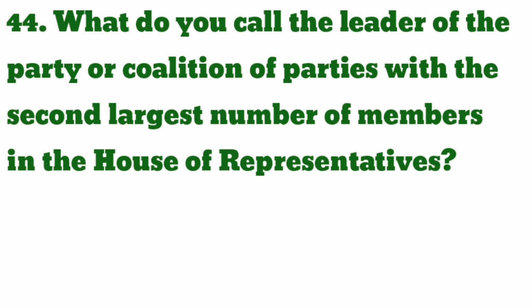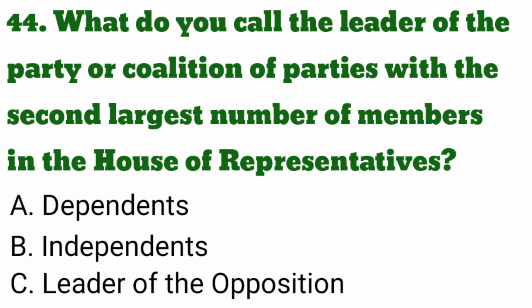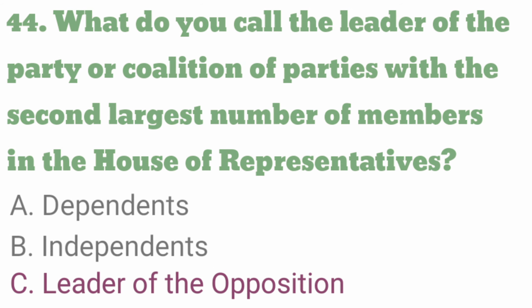Number 44. What do you call the leader of a party or coalition of parties with the second largest number of members in the House of Representatives? Letter A, dependents. Letter B, independents. Letter C, leader of the opposition. The answer is letter C, leader of the opposition.